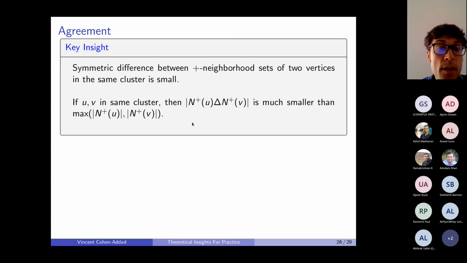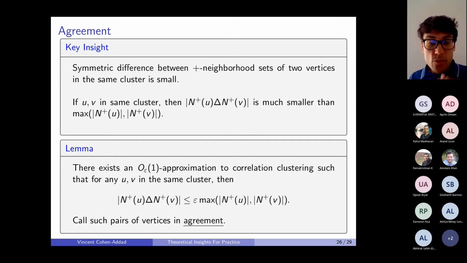they should be connected to essentially the same set of vertices. If one has a lot of neighbors somewhere else, then they are not really in the same cluster. So we can show that there exists an order-one approximation to the problem such that for any u, v in the same cluster, this L1 distance is smaller than epsilon times the maximum of the two L1 norms. And if this happens for a pair of vertices u and v, we say that they are in agreement, they agree.